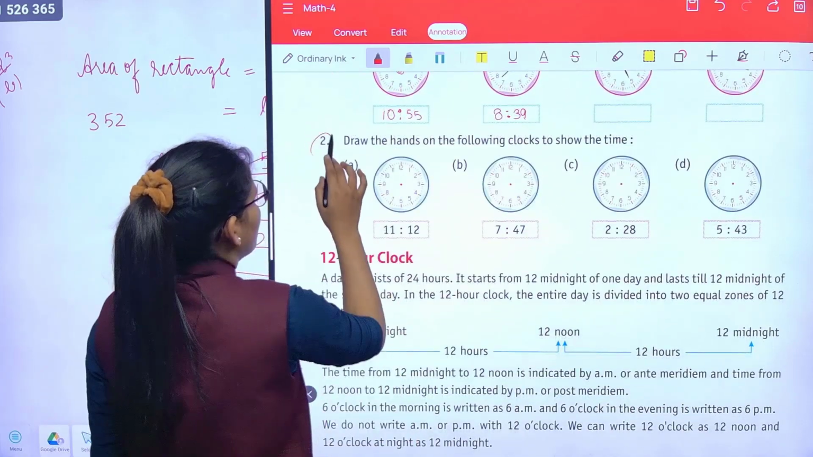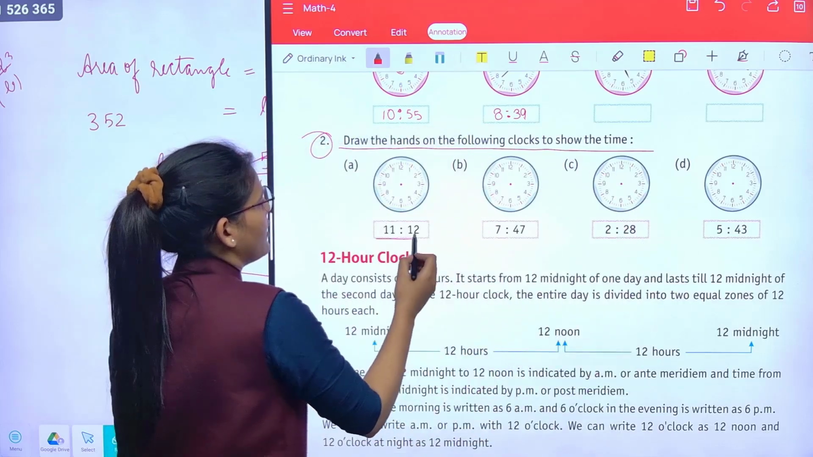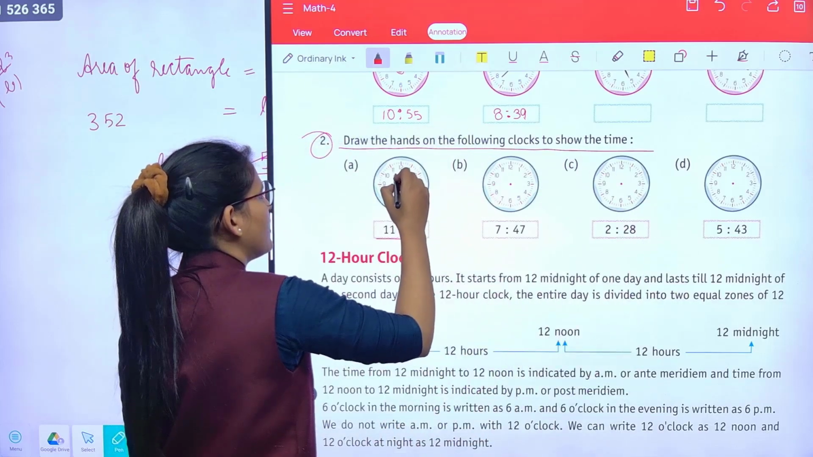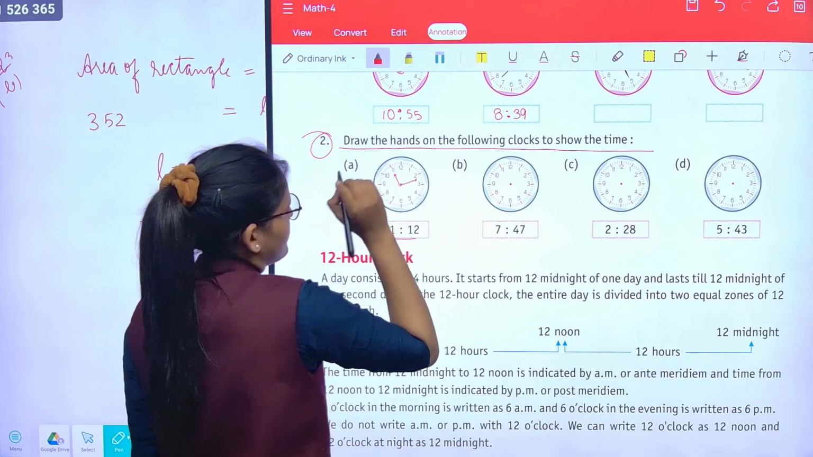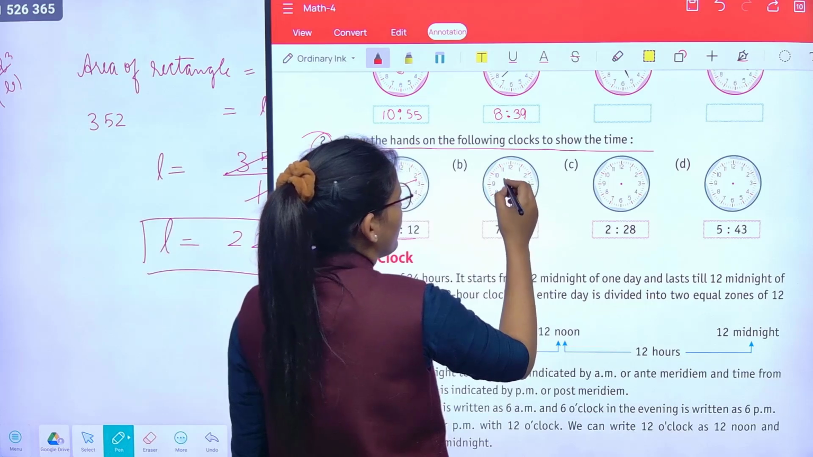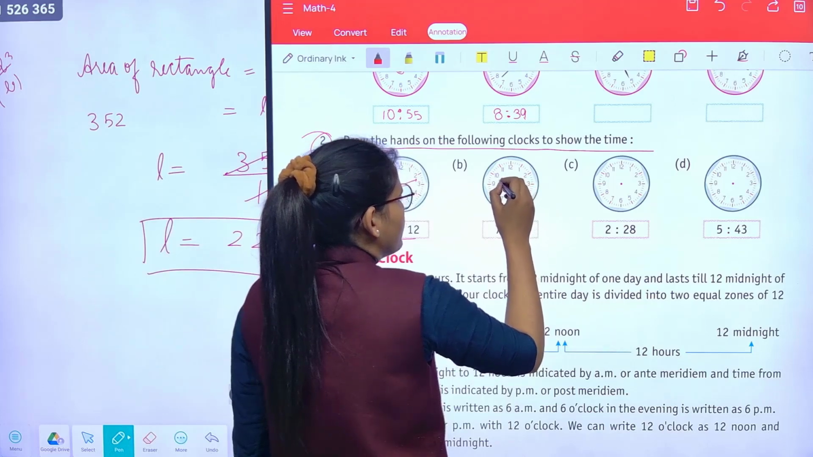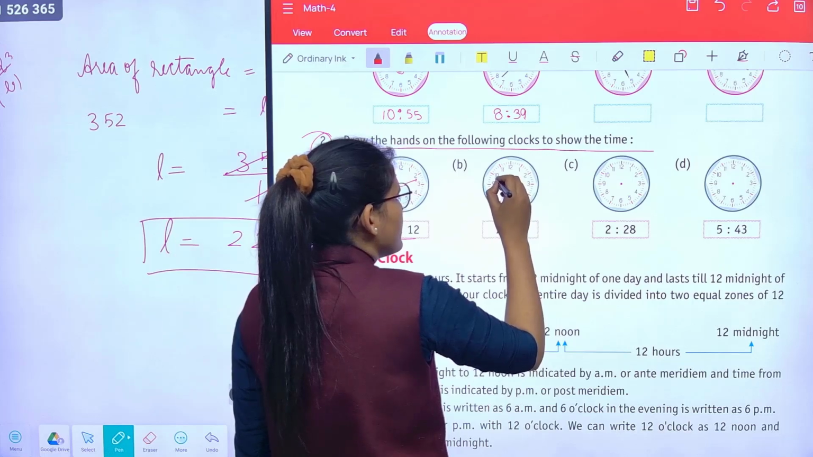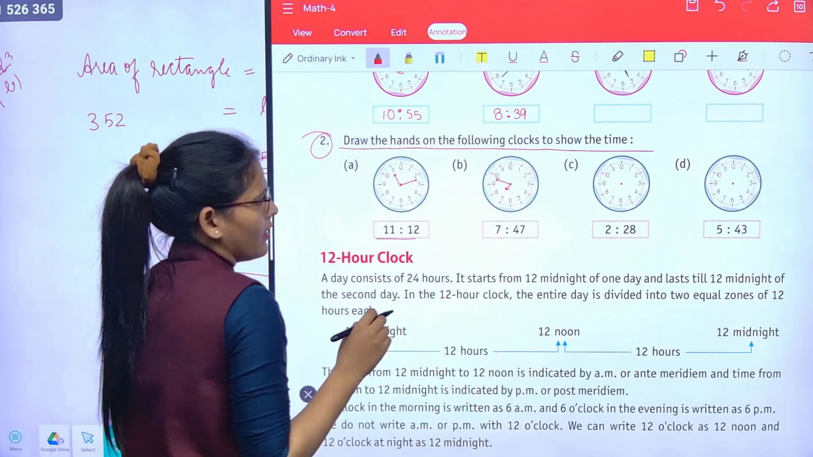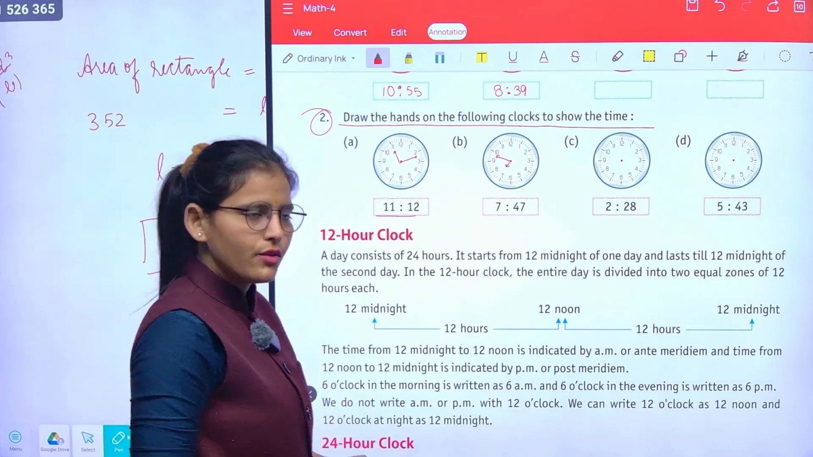Come on, question number 2. Draw the hands on the following clocks to show the time. 11:12. So the shorter hand, the longer hand is at this. Now 7:47. The shorter hand is at 7. Now 47. Here it will come. Okay. You can count the small divisions in this. Okay. Rest of the parts do yourself.